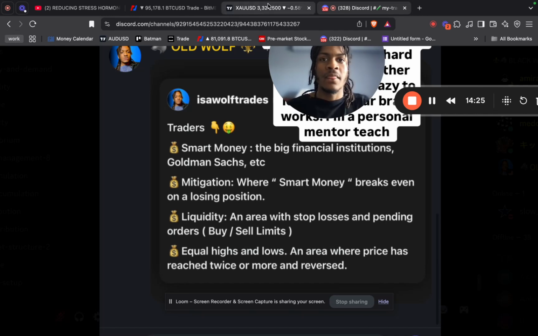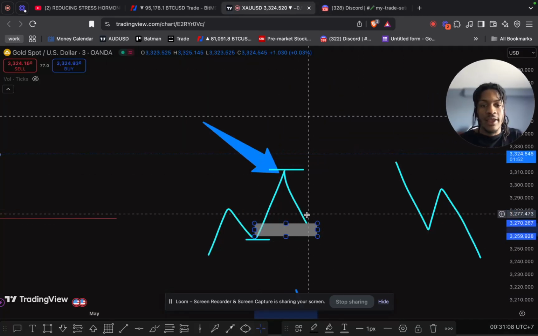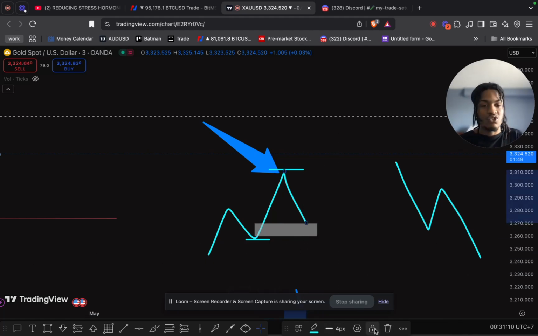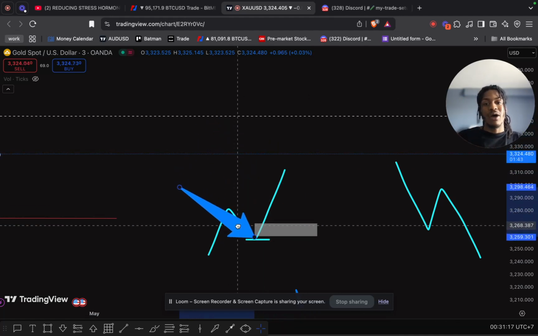Let me give you a perfect, flawless example. Let's say right here in this diagram that I drew, right here at the top, the billionaires invested at the bottom.